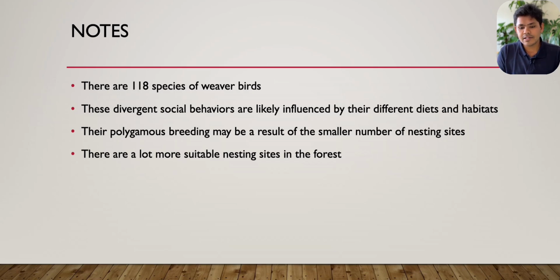Next, these divergent social behaviors are likely influenced by their different diets and habitats. Again, makes sense. Their polygamous breeding may be a result of the smaller number of nesting sites. Again, it makes sense. And the last one, there are a lot more suitable nesting sites in the forest. Okay. Now, I have written 4 phrases, sentences from the audio.